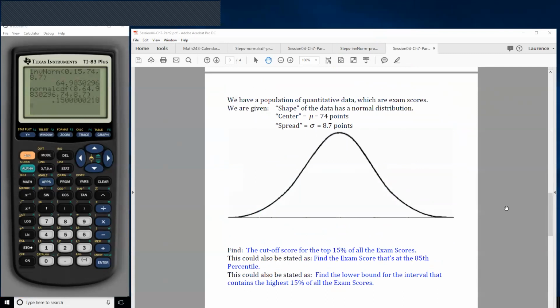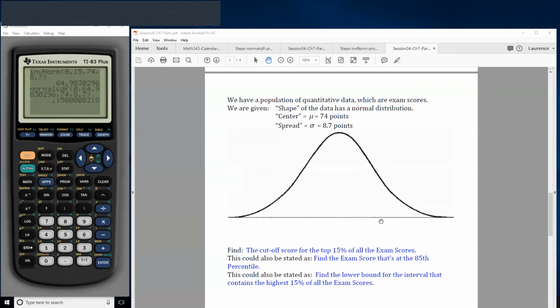Now, let's find the cutoff score for the top 15% of all the exam scores. So let's suppose you had this really nice teacher. And it says, okay, students, the students who get the top 15% of scores are going to get a nice piece of chocolate. And you're going, oh, how high of a score am I going to need to get in order to be one of those lucky people? Well, let's suppose it's known the population mean and the population standard deviation, and we know the distribution's normal. Well, then we could find this cutoff score for the top 15%.